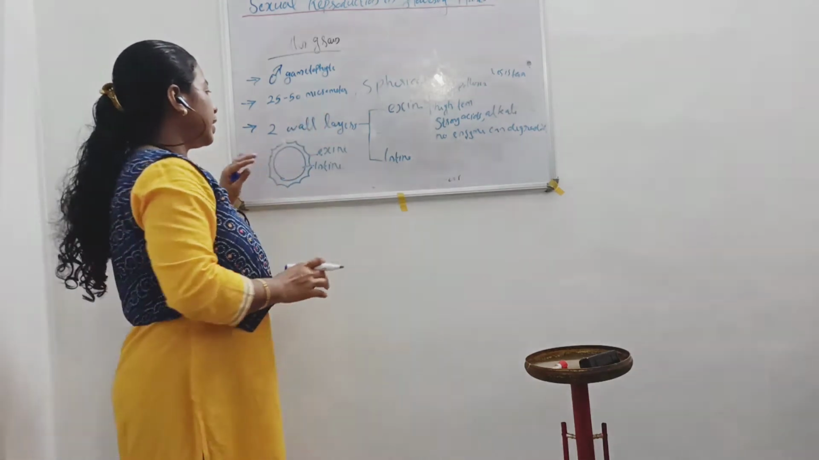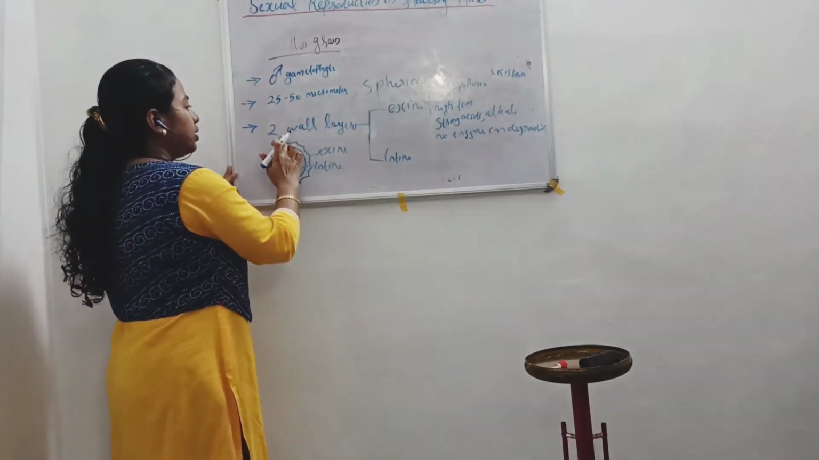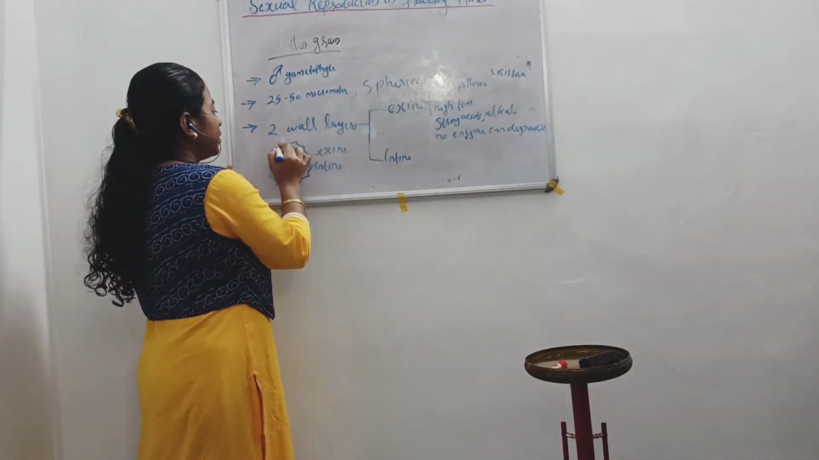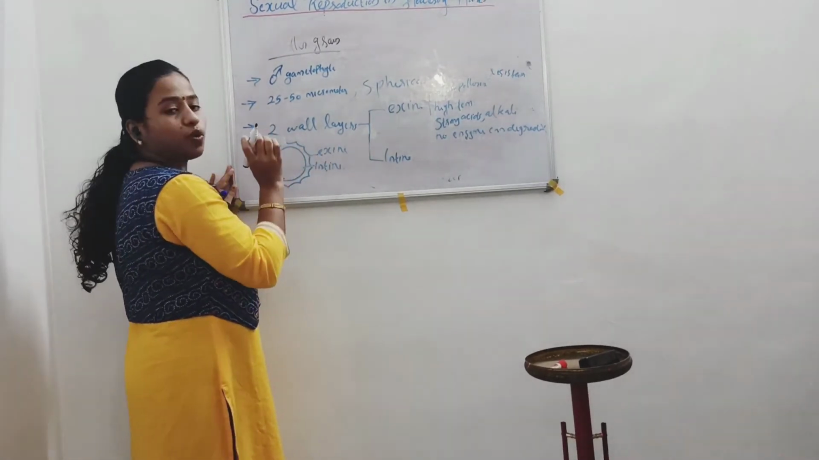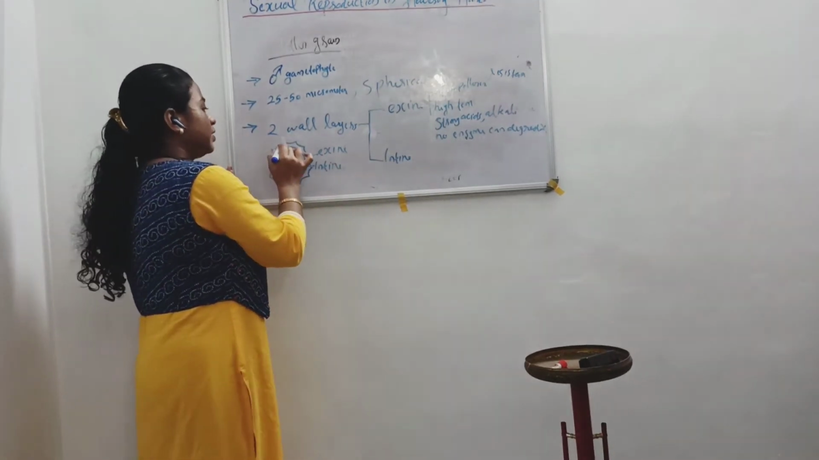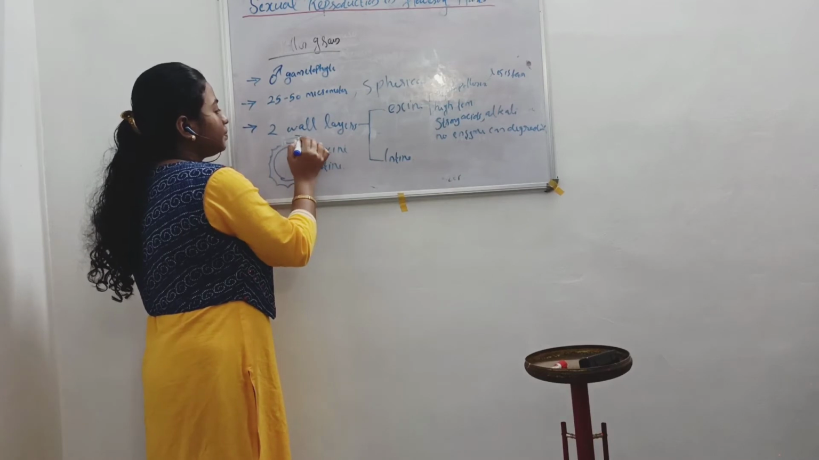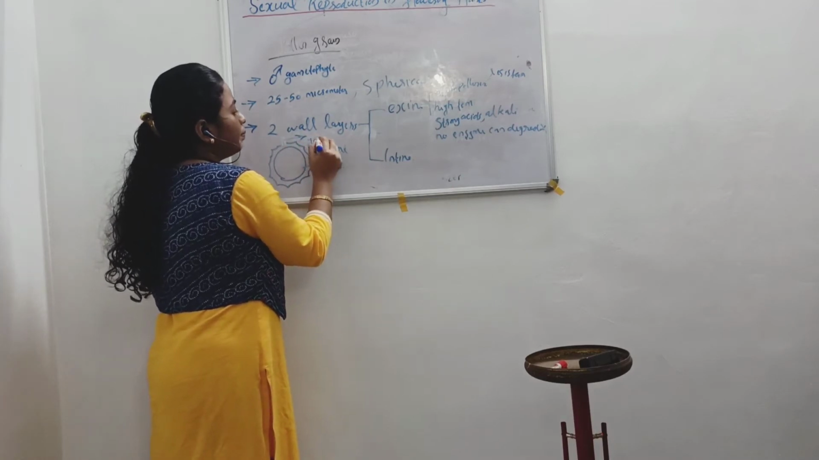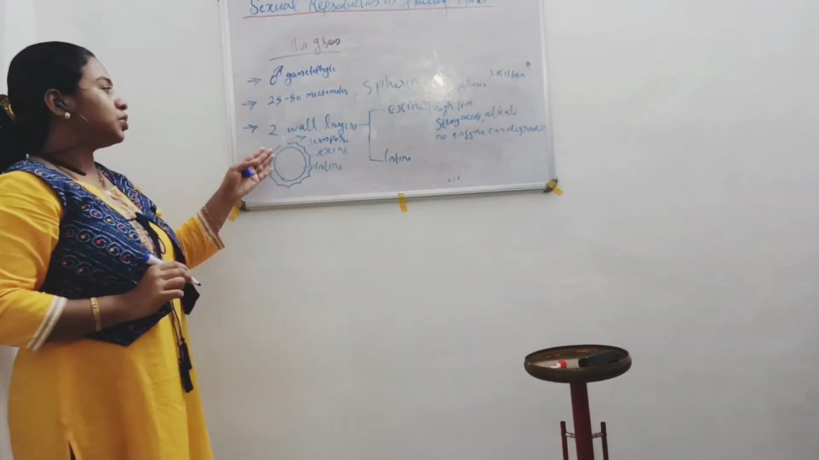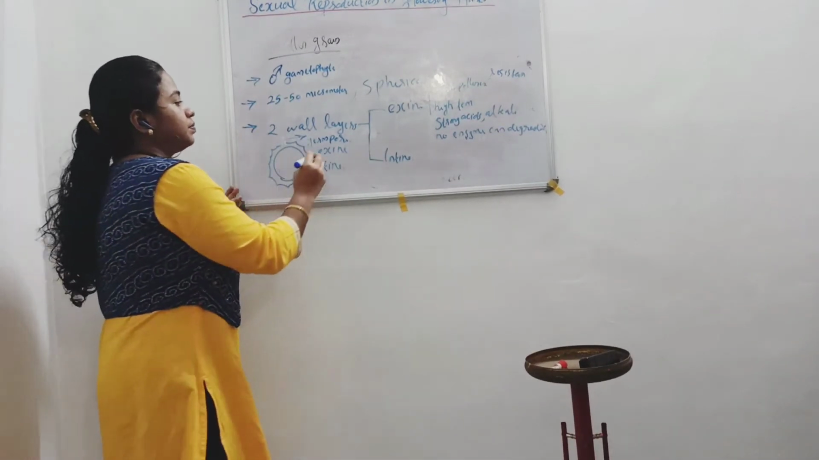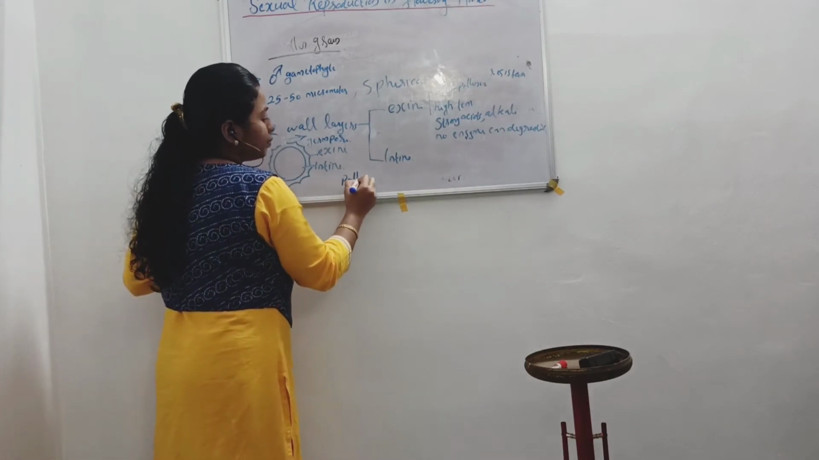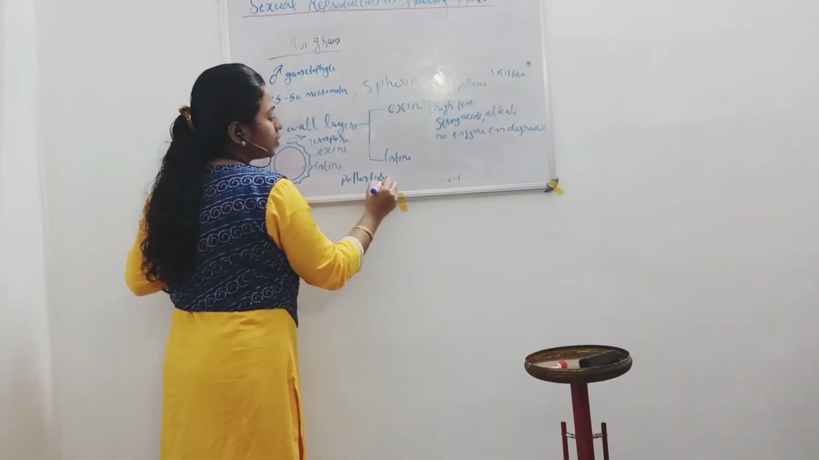In the exine, there is a small aperture where sporopollenin is absent. This aperture is called the germ pore. Through this germ pore, the pollen tube develops.